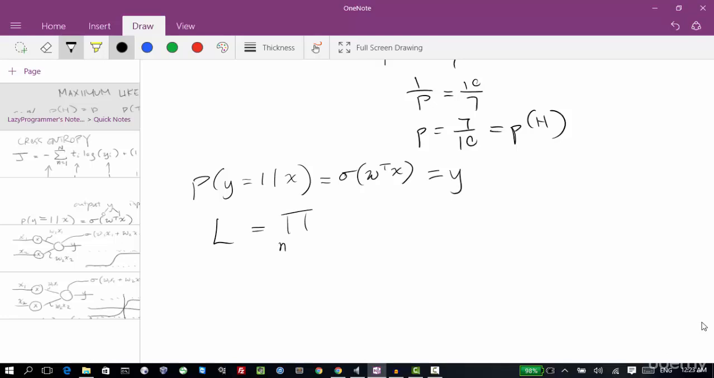If we have n samples, it works if I write it like this, because if the target is 1, then our probability should be y, and if the target is 0, then the probability should be 1 minus y.